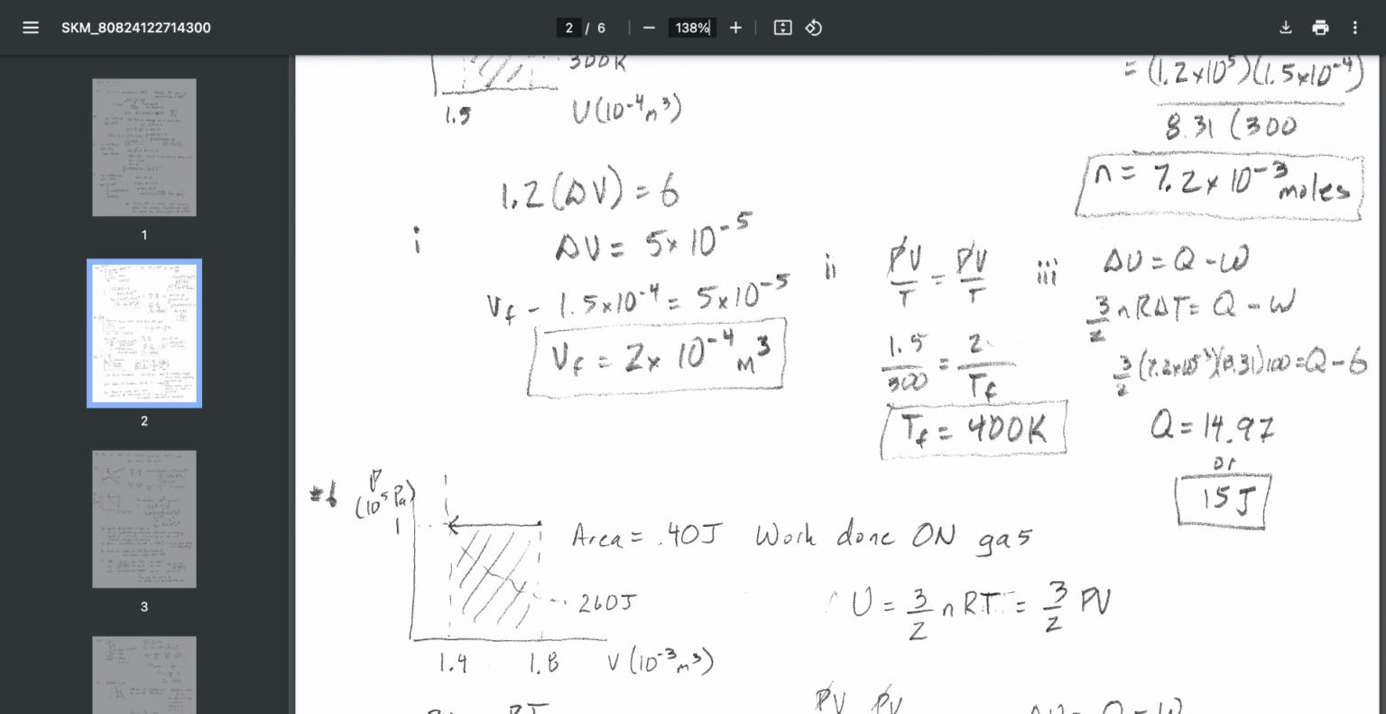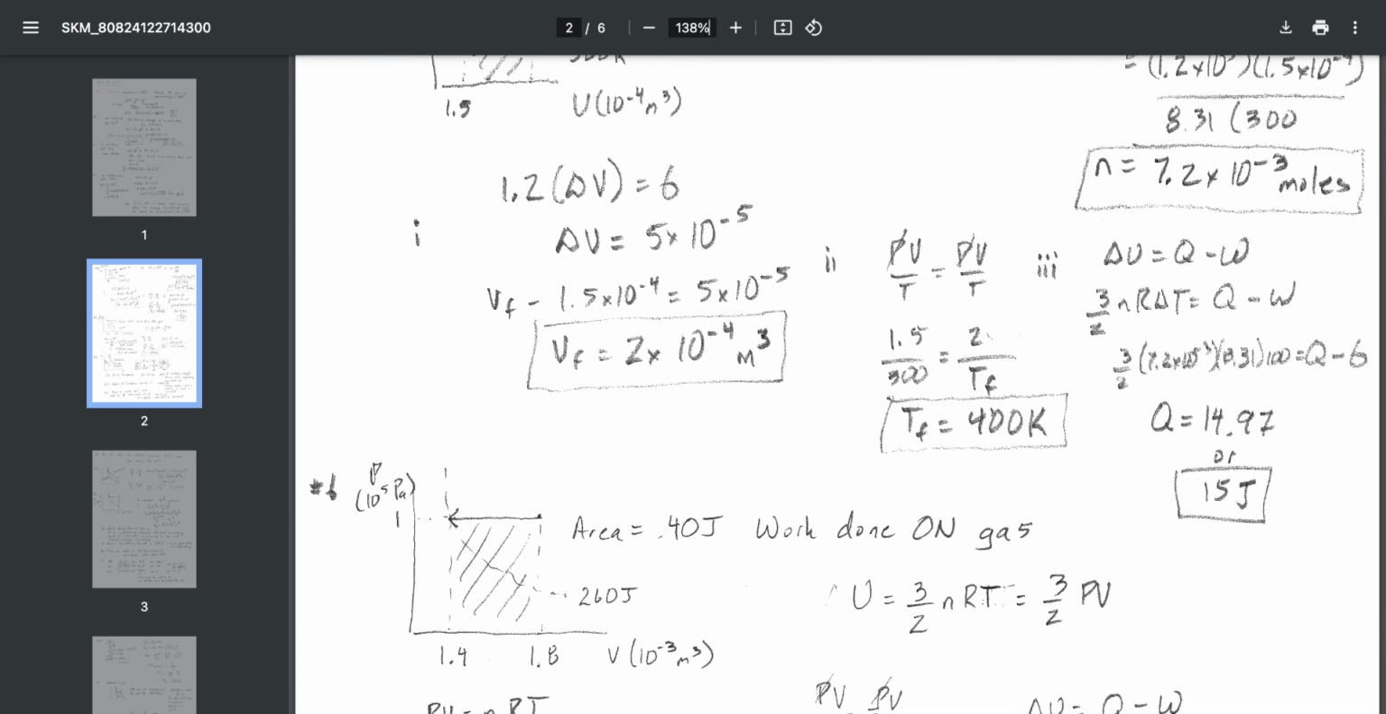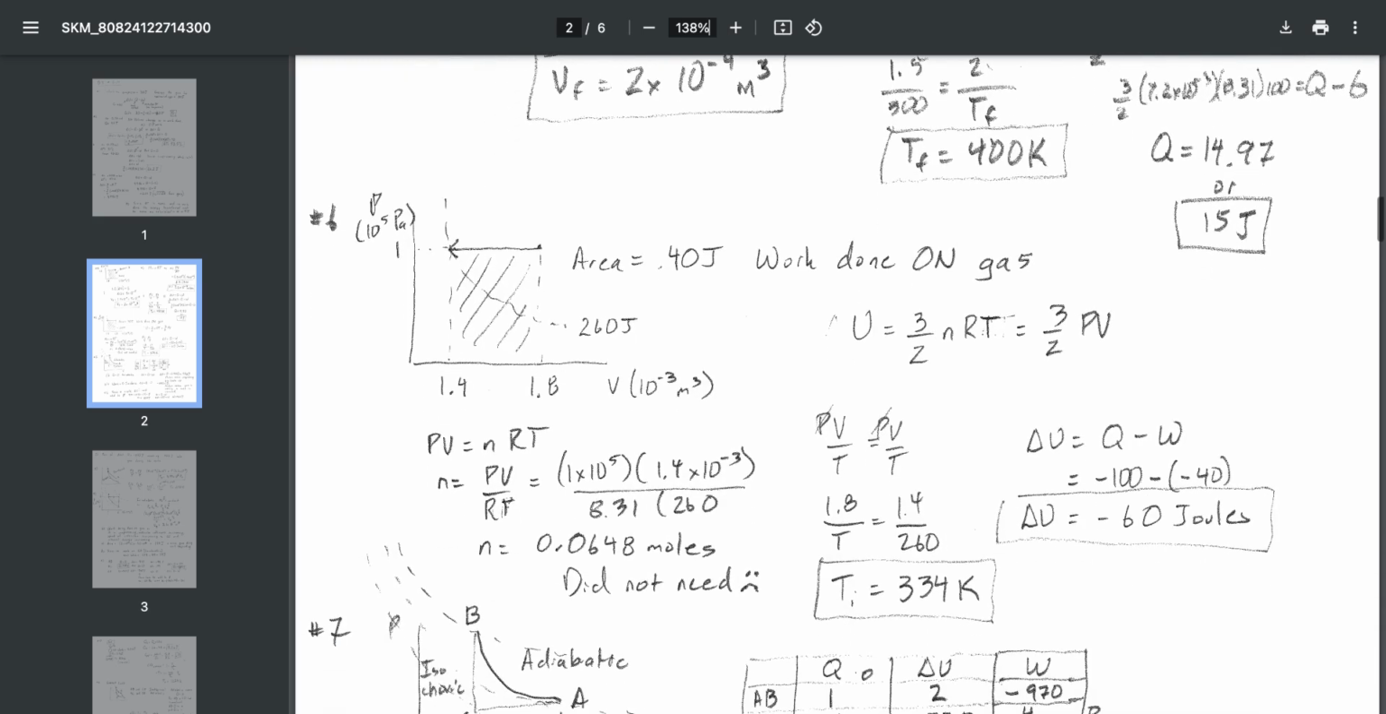Number 6, a cylinder with a movable piston contains an ideal gas. And the cylinder is placed in a cold environment. Thermal energy is removed from the gas. The volume of the gas decreases from 1.8 to 1.4. So again, I did my little diagram here. Constant atmospheric pressure of 1 times 10 to the 5th. So again, we have an isobaric process. Calculate the work done. Well, you know the base and the height of this, so that area is going to be 40 joules.